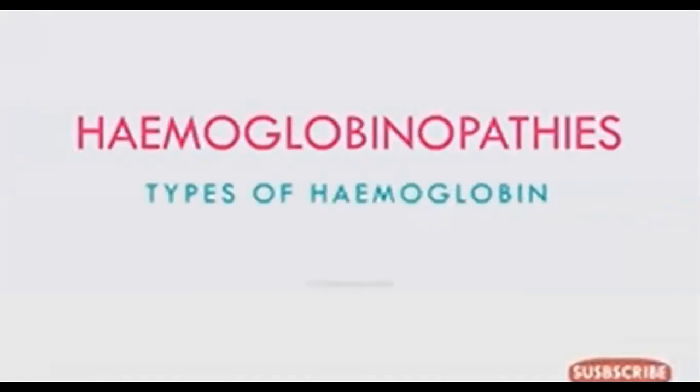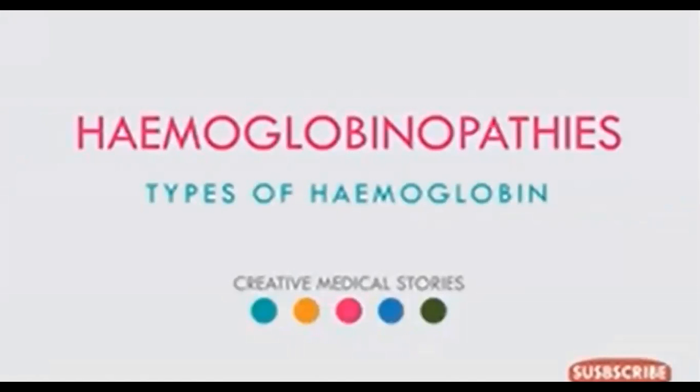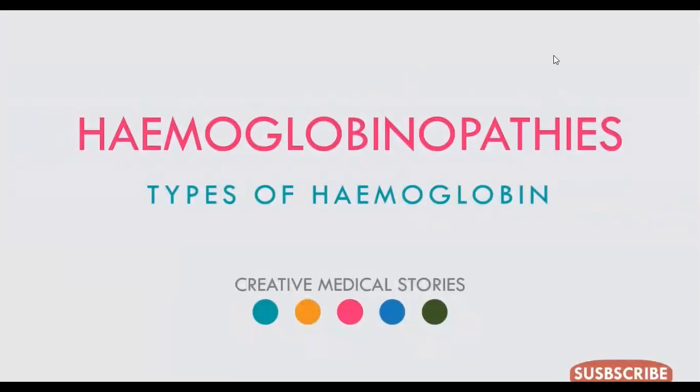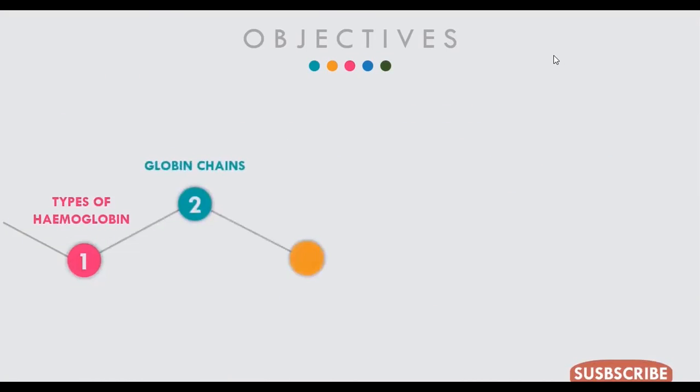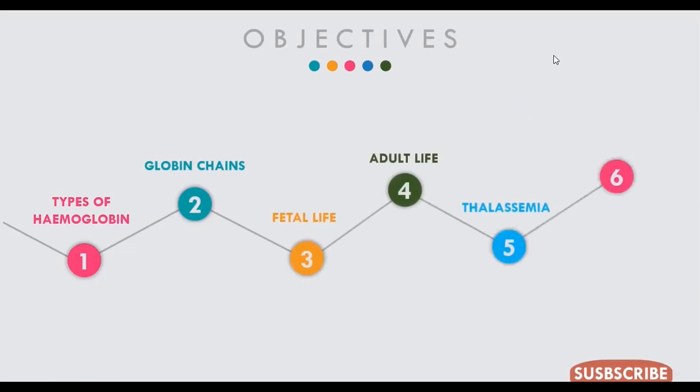Let us discuss hemoglobinopathies. We will start our discussion from the various types of hemoglobin in our body. We should keep this in mind before discussing the hemoglobinopathies. We will discuss the main objectives of hemoglobinopathies. Our main objectives are types of hemoglobin, globin chains in fetal life and adult life, and hemoglobinopathies like thalassemia and sickle cell anemia.